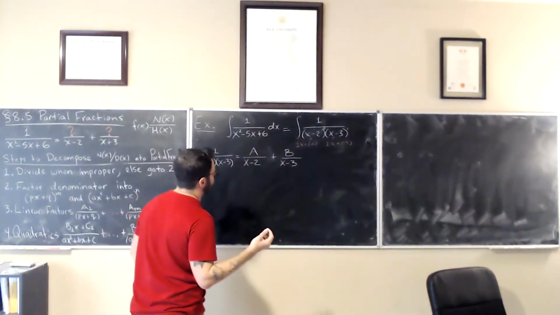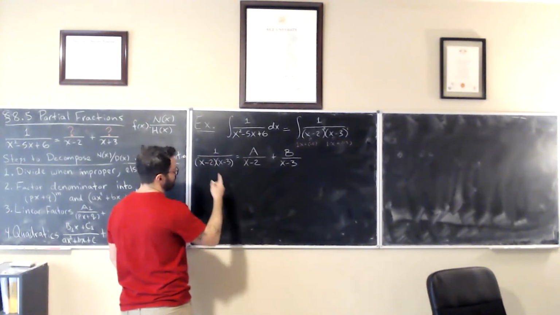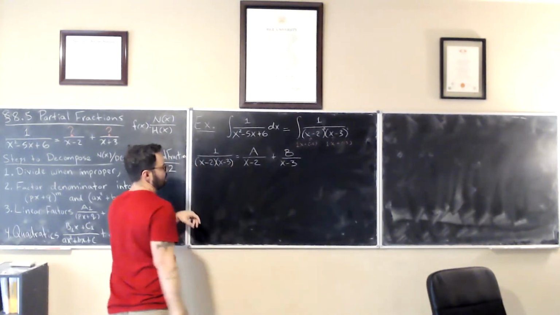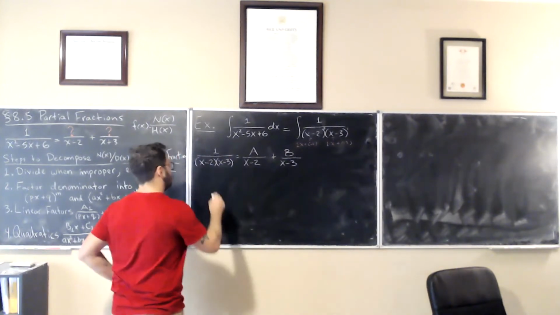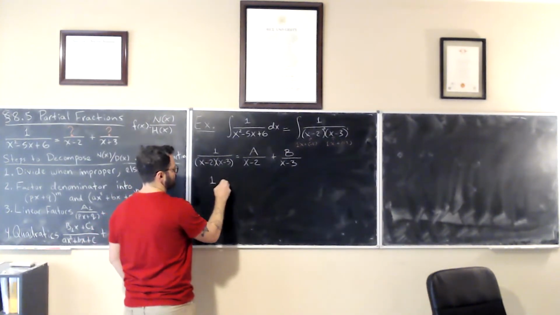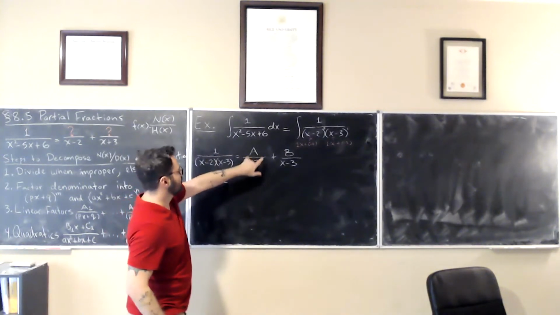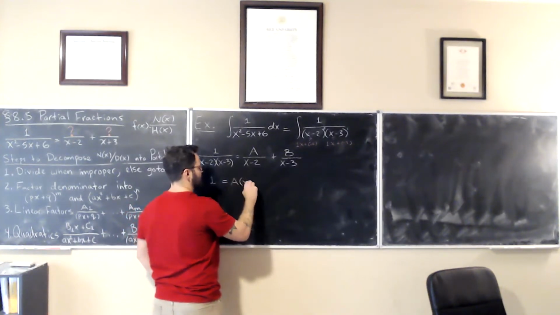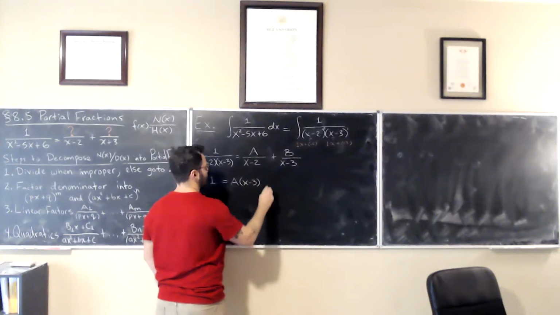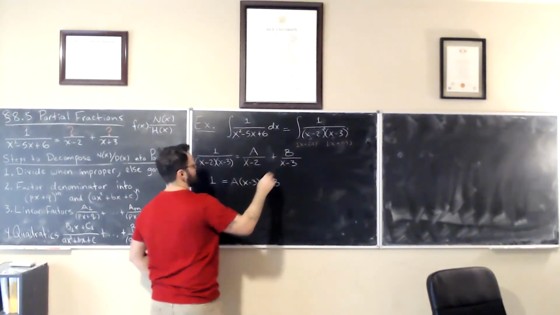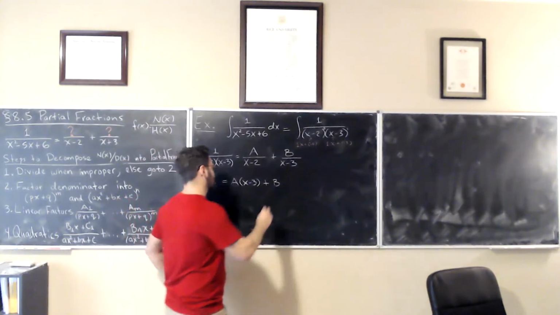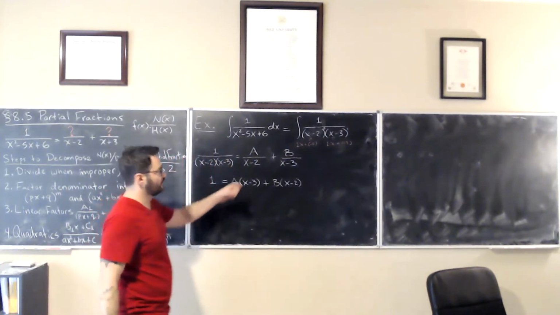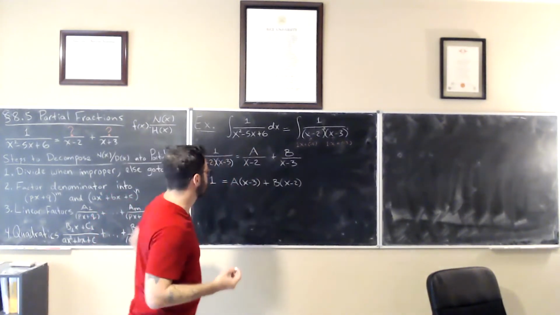Okay, so now we need to solve for a and b. If we multiply both sides by this product here, x minus 2 times x minus 3, we'll have a 1 on the left-hand side. And then here, the x minus 2 will divide out, and we'll be left with a times x minus 3. And then here, the x minus 3 will divide out when we multiply both sides, and we'll be left with x minus 2. And our goal is to find out what the variables a and b are.